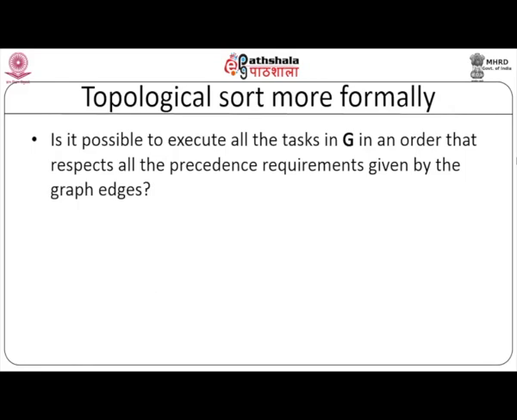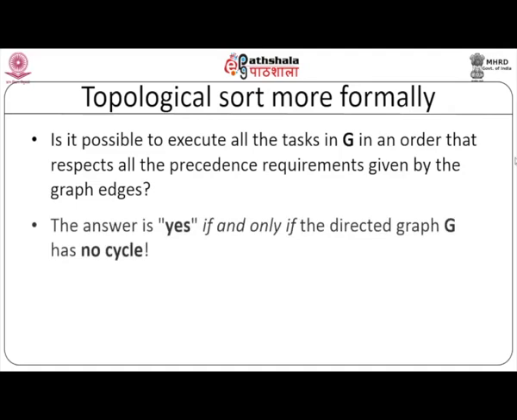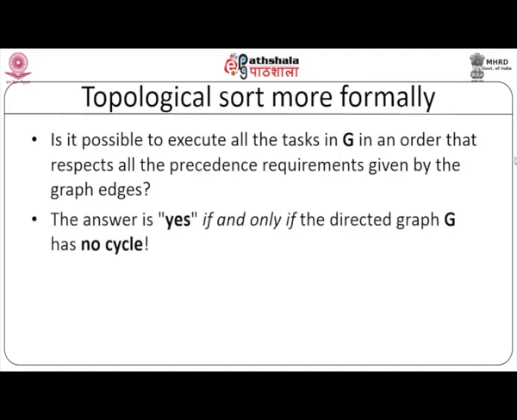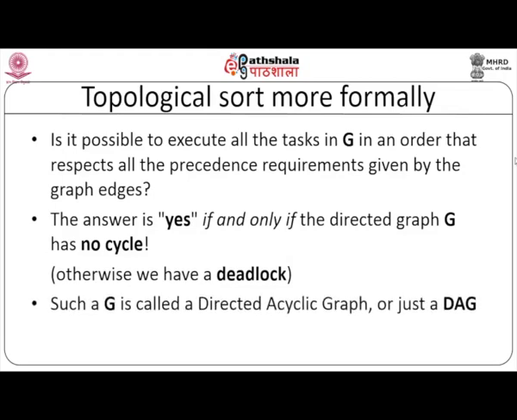So, let us define topological sort a little more formally. Is it possible to execute all the tasks in G in an order that respects all the precedence requirements given by the graph edges? That is what we want to do. The answer is yes, if and only if the directed graph G has no cycle, that is, it is a directed acyclic graph. Otherwise, we will have a deadlock problem. So, that is what we already said, that it is an acyclic graph.